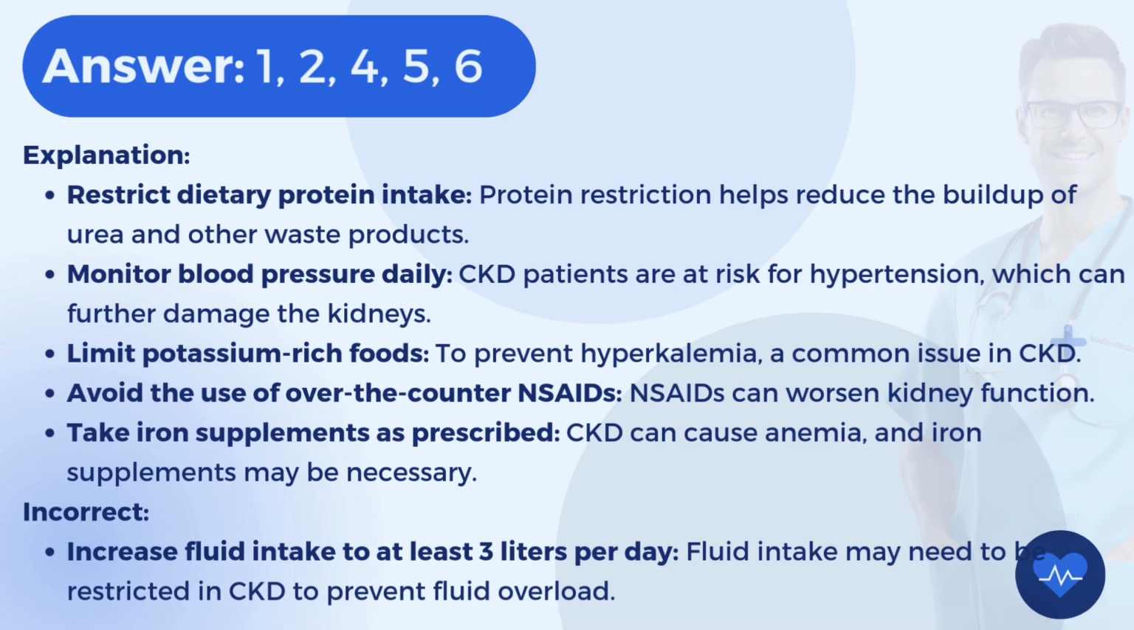Explanation. Restrict dietary protein intake. Protein restriction helps reduce the buildup of urea and other waste products. Monitor blood pressure daily. CKD patients are at risk for hypertension, which can further damage the kidneys. Limit potassium-rich foods to prevent hyperkalemia, a common issue in CKD. Avoid the use of over-the-counter NSAIDs. NSAIDs can worsen kidney function. Take iron supplements as prescribed. CKD can cause anemia, and iron supplements may be necessary.